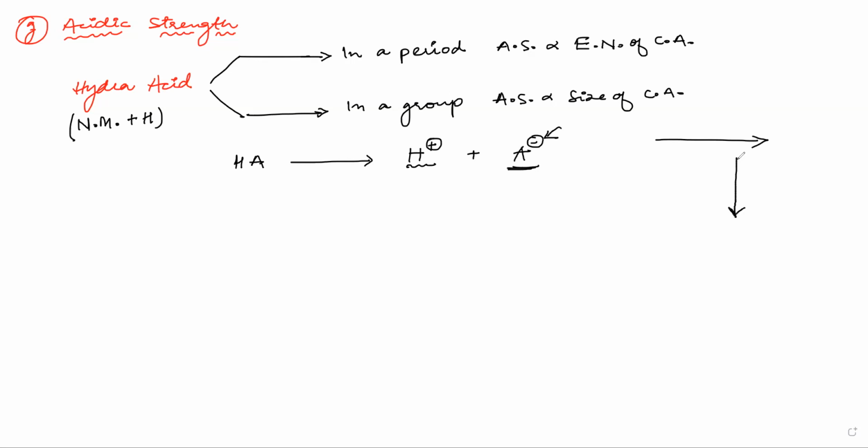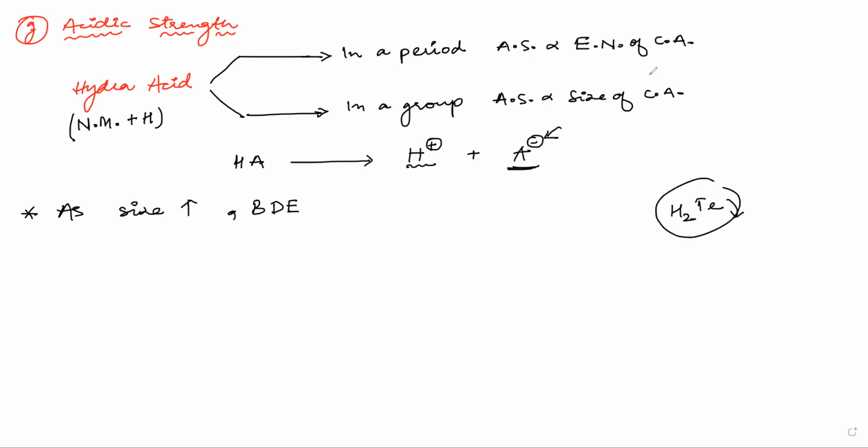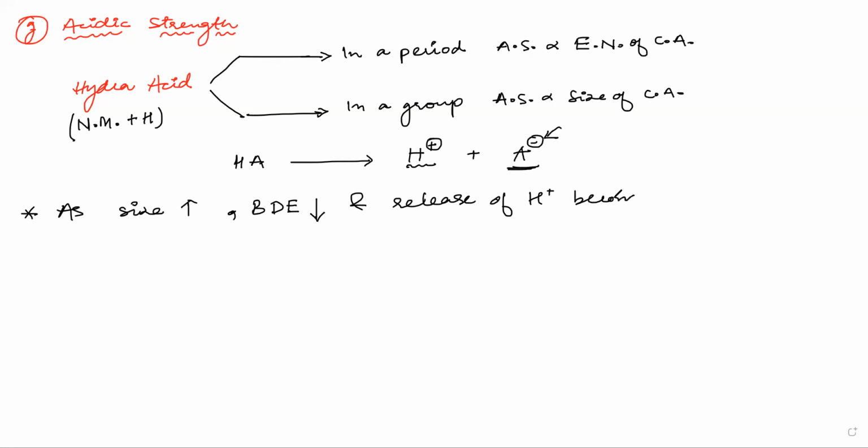But when we are moving down the group, what happens? Size matters, because if we have a negative charge in a small size, the electron density is very high. But if we have a negative charge in a very large atom, it is dispersed over the whole volume, and hence it is more stable. One more point: as size increases, the bond dissociation energy decreases also, correct? We have seen that H2Te has the weakest bond, right? That is why bond dissociation energy decreases and release of H plus becomes easier.